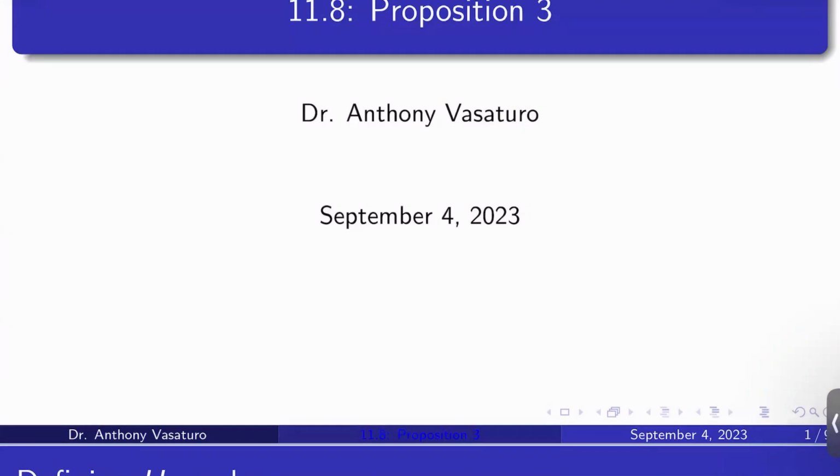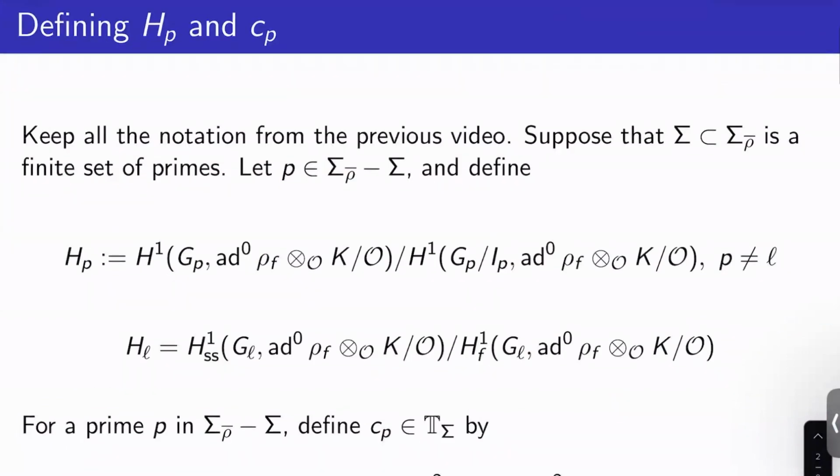Today we're going to prove proposition 3. I think this is the third of 4 propositions we're going to need to prove the general case of R equals T, assuming the minimal case. Okay. First, we need to define some quantities. Keep all the notation from the previous videos.